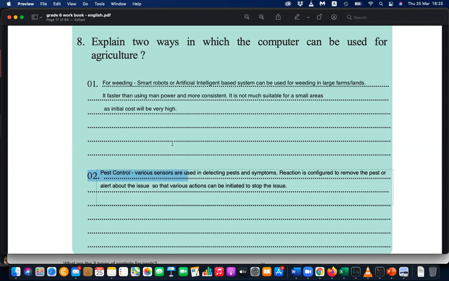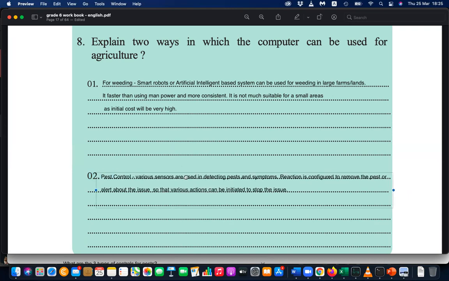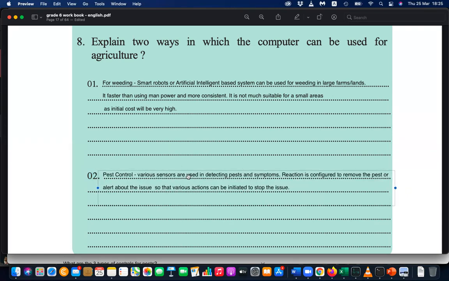So some of these terms may be too technical for you, but that's why I said it in Sinhala as well. Right? Pest control, various sensors, සංවේදක, you know, a sensor. For example, an air conditioner. There's a sensor in an air conditioner. Why is there a sensor in an air conditioner? Have you seen how an air conditioner works? Why is there a sensor in an air conditioner?